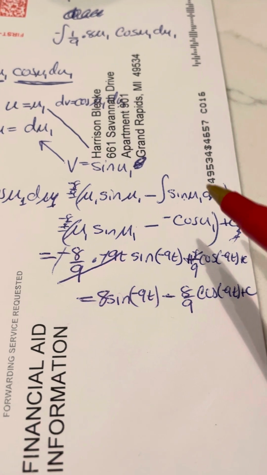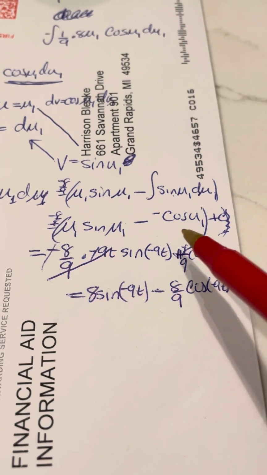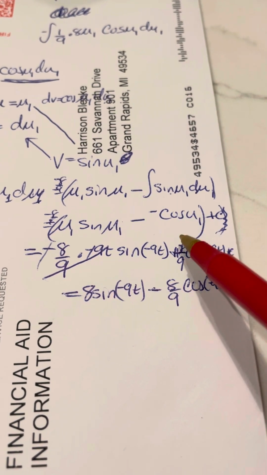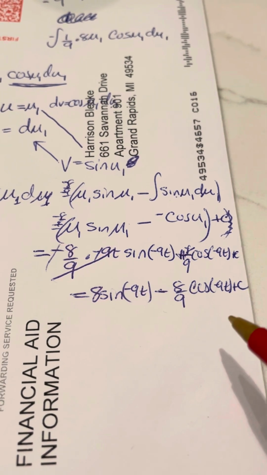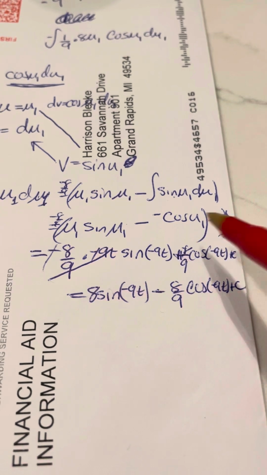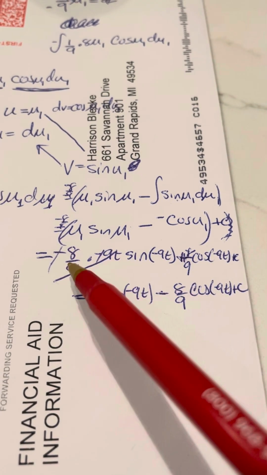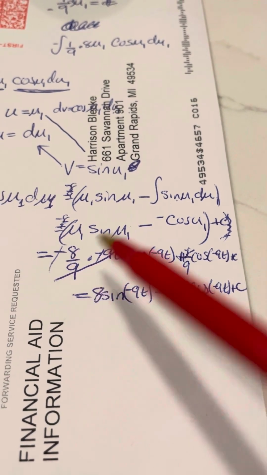Now we're going to take the antiderivative of sine, and we're going to get negative cosine cursive U1. And then that's just there. We put our plus c. Distribute our 8/9, make that a positive. So we have negative 8/9.